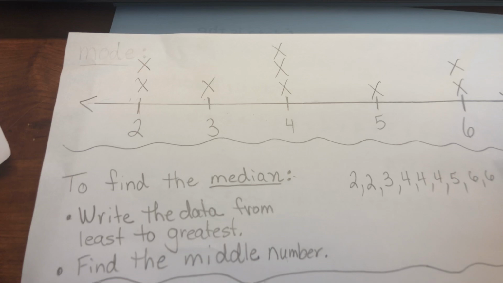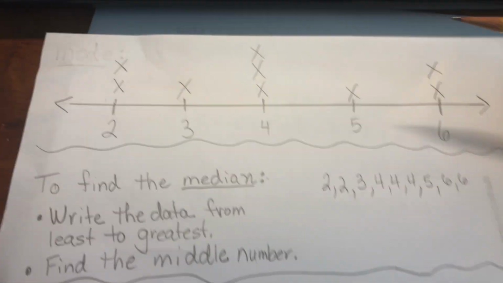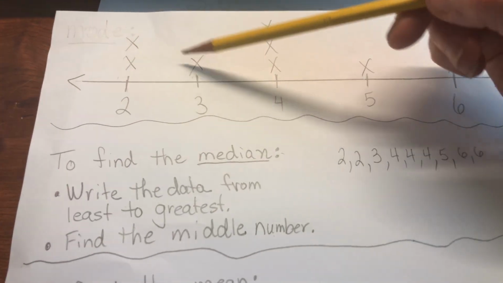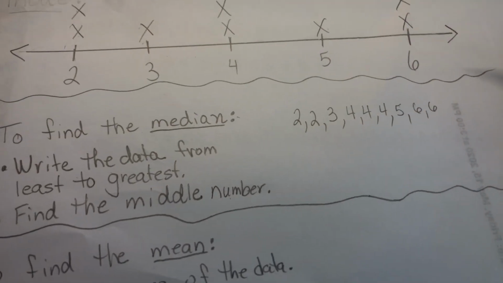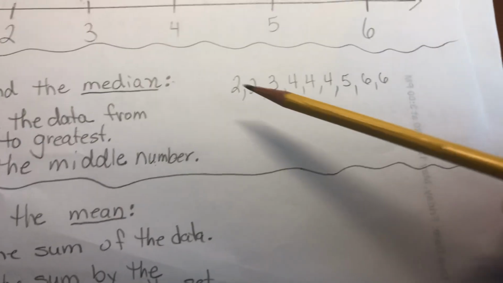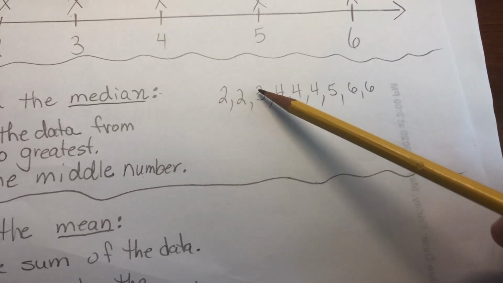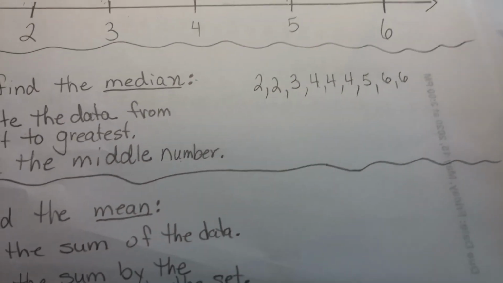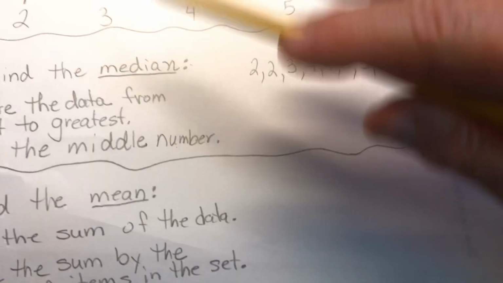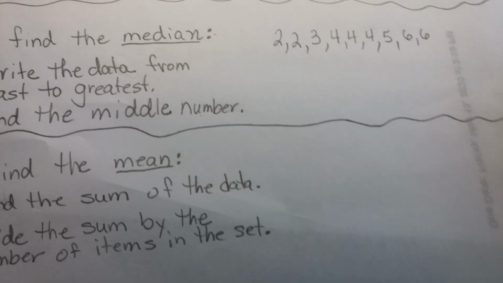Okay. So now let's check to make sure I didn't forget anybody. I have 1, 2, 3, 4, 5, 6, 7, 8, 9 items in my set. Again, that means I didn't miss anybody and I didn't repeat anybody.